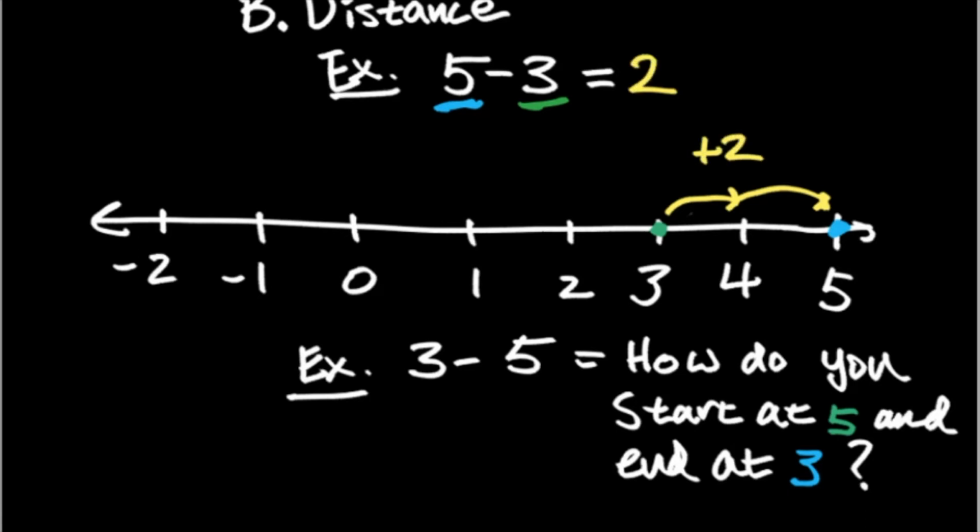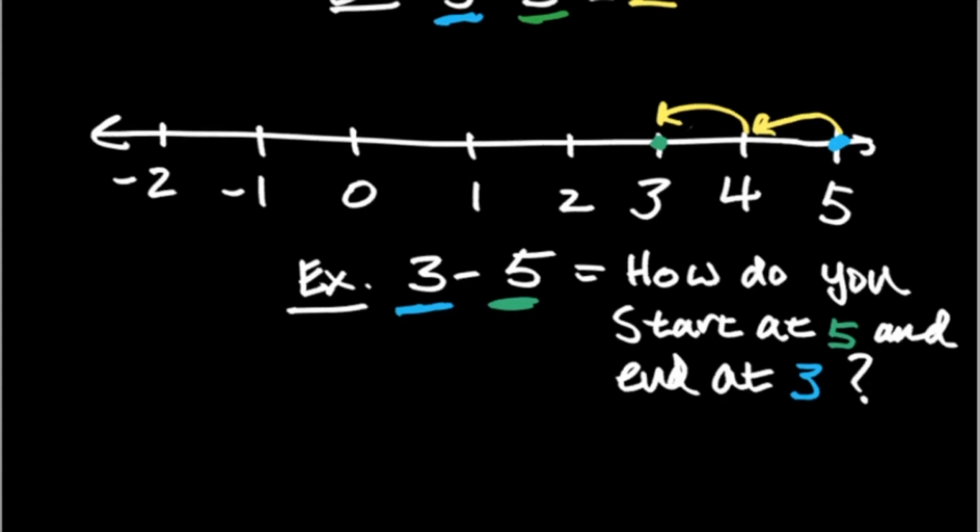Well, what if we reversed that? So how do you start at 5 and end at 3? Well, it's very similar. So starting at 5, I'm going to make that green, and then ending at 3, making that blue. It's still 2 units, but what changes? What changes is we go the opposite way, the negative direction. So we go minus 2.